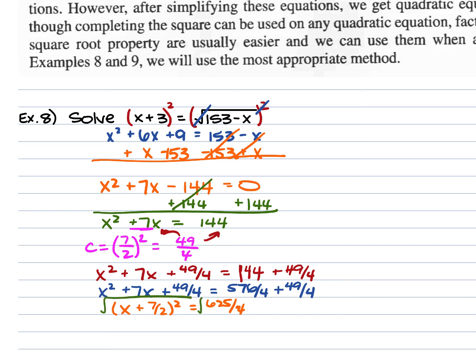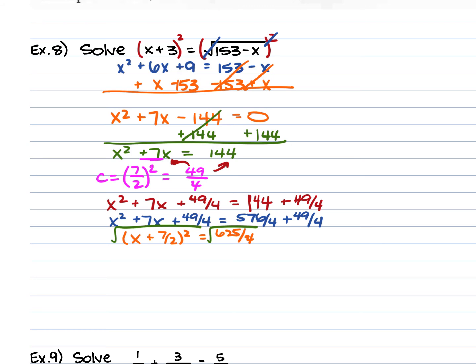From here, take the square root of both sides. This is going to leave us with x plus 7 over 2 is equal to plus or minus 25 over 2. Because you do not have a radical left over with this, we're going to separate it into two equations and solve for both. So we're going to have x plus 7 over 2 is equal to negative 25 over 2, as well as x plus 7 over 2 is equal to 25 over 2.